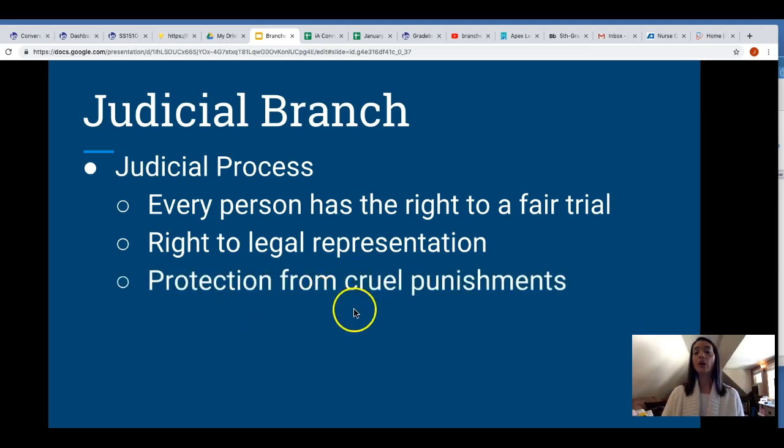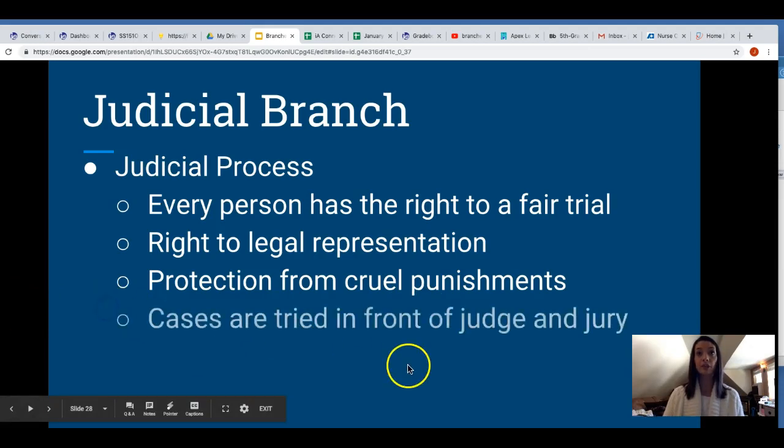Okay? You are also protected from cruel punishments. So let's say that somebody is accused of a crime and they are waiting for trial in jail. They cannot be tortured while they're in jail, okay? And the same thing with the consequences. Depending on what happens to somebody, when somebody goes to jail, they are not beaten, for example, by the guards. They are not hurt by the guards. Okay, so protection from cruel punishments.